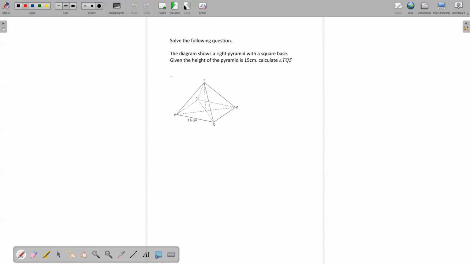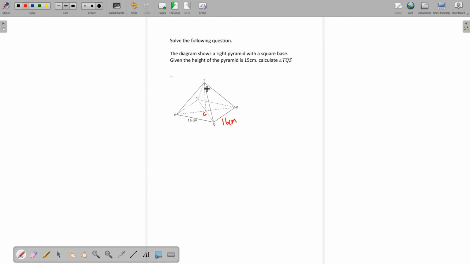So now, we do some word questions here, which this one is a kind of question you might most probably get. The diagram shows a right pyramid with a square base. Given the height of the pyramid is 15 centimeter. Since they say it's a square, so here will also be 16 centimeter. So T to the center, let us mark here as a C here.